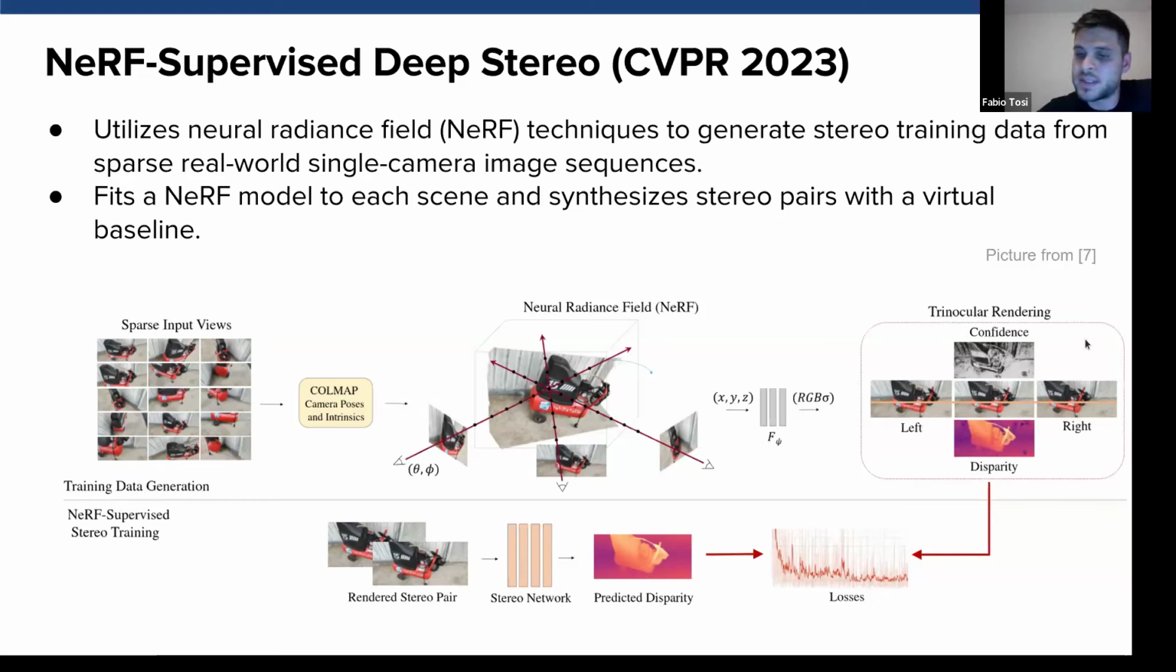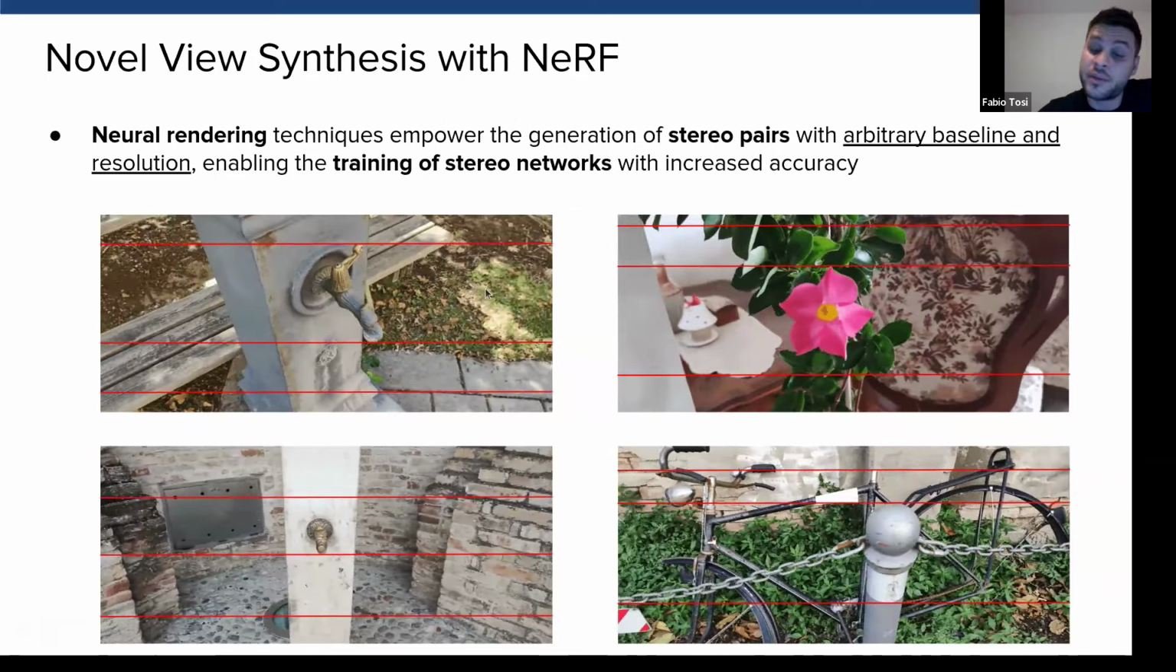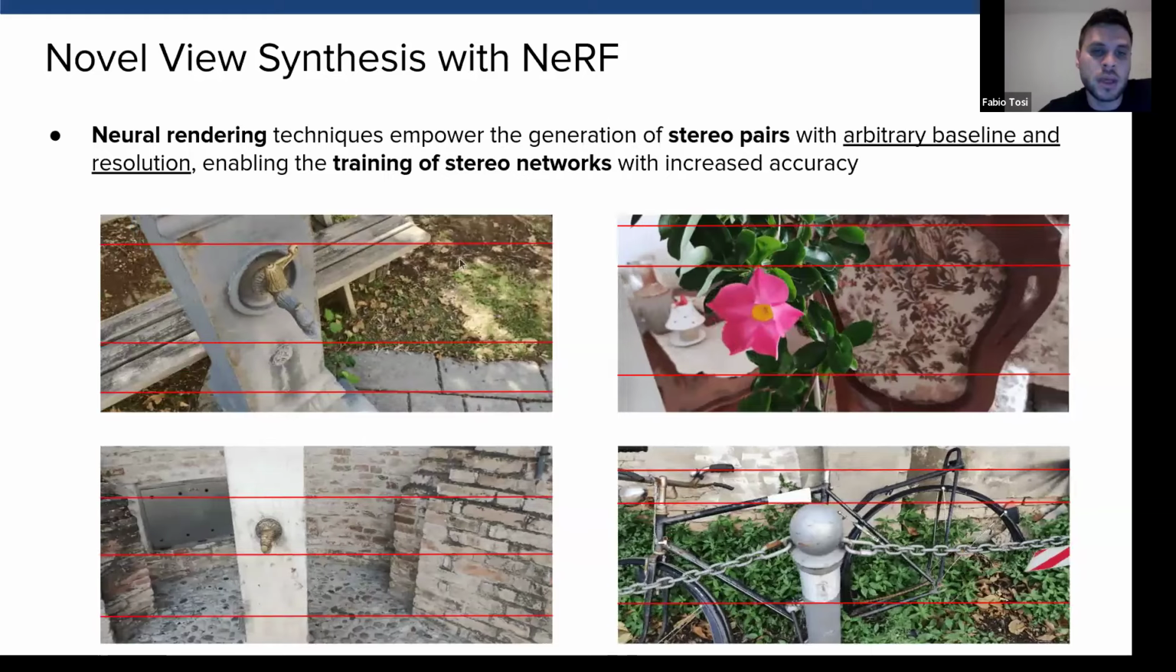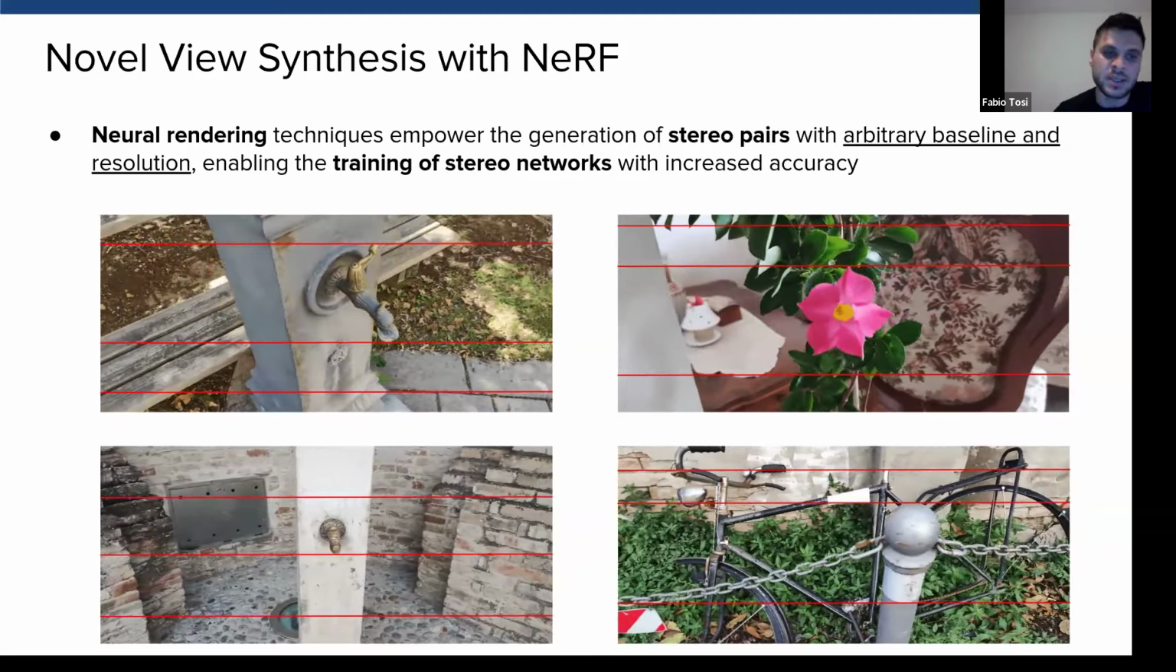We also estimate two other quantities. We estimate the underlying 3D encoded by the NeRF, but also we estimate the confidence, the uncertainty of the underlying model. And we use all this information to train any stereo network. In particular, we use the rendered stereo pair generated in the first step as input of the stereo network. And then we use a combination of two losses that we are going to discuss shortly to supervise the disparity predicted by the stereo network. And here you can notice the stereo pairs that we can generate starting from a NeRF model using any baseline, thanks to the NeRF that can synthesize images at any position in space.